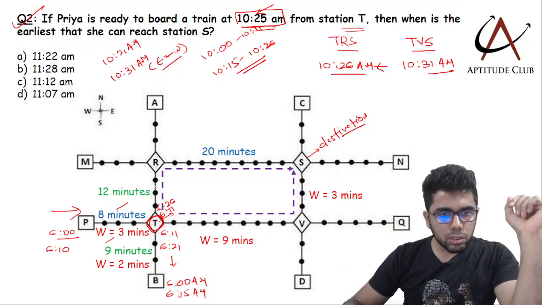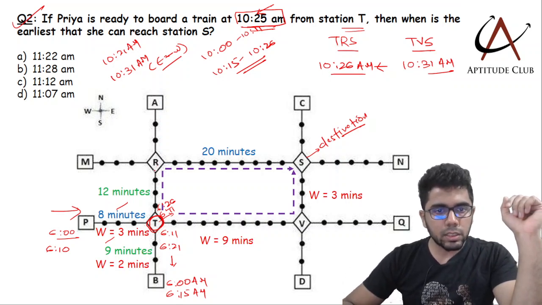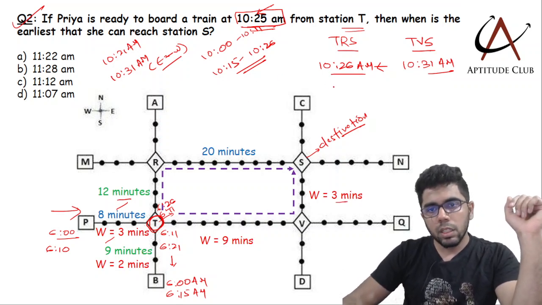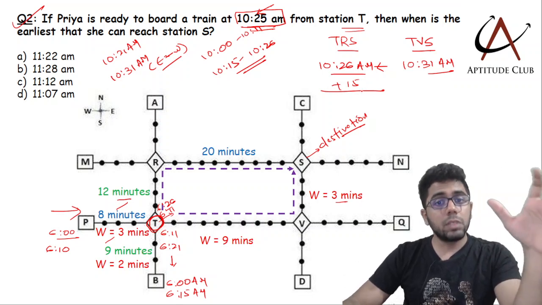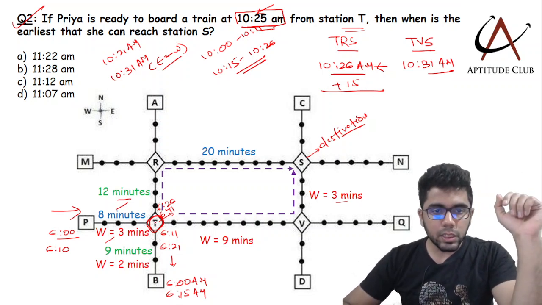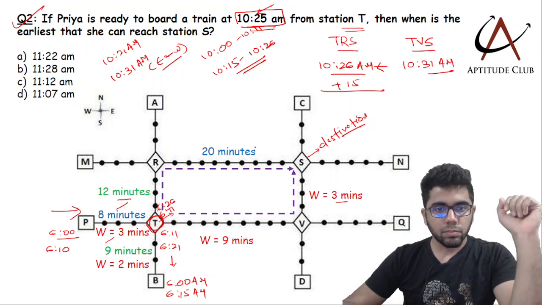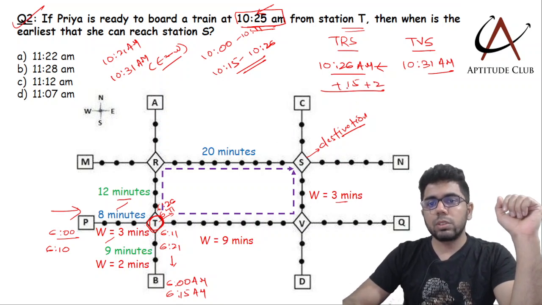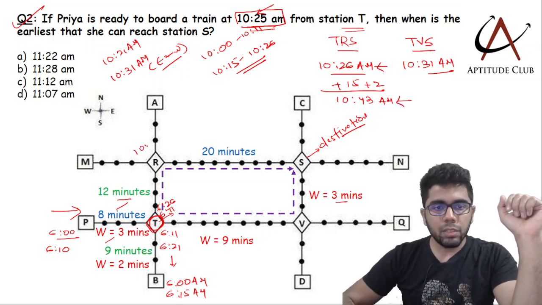From 10:26, this much TR distance, from T the TR distance is 12 minutes and the waiting time is 3 minutes, so 15 minutes. So from 10:26 it's 15 minutes, but we have to add something else also. Here the train reached at 10:26, but on reaching the junction there is a waiting time of 2 minutes. 2 minutes waiting time, so +2, so this is now 17 minutes. So she reaches at 10:43 AM. So here she reached by 10:43.